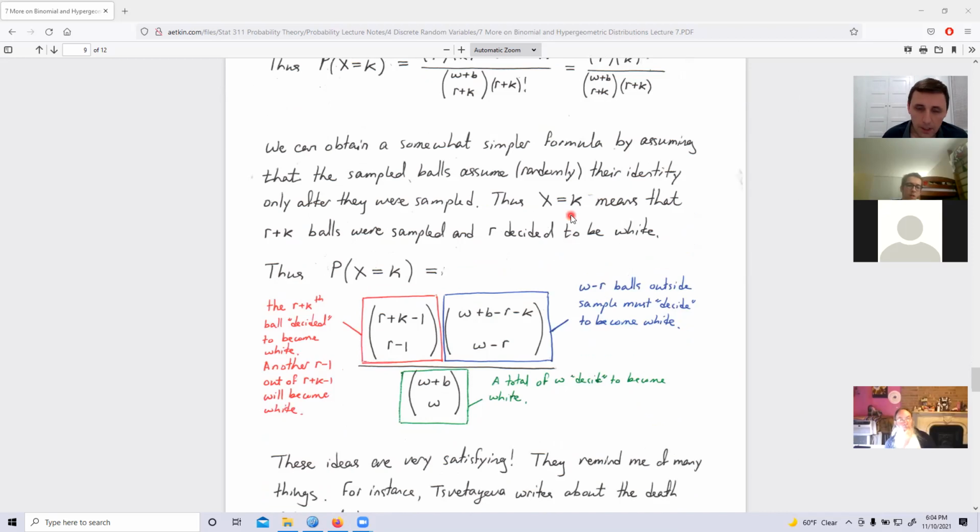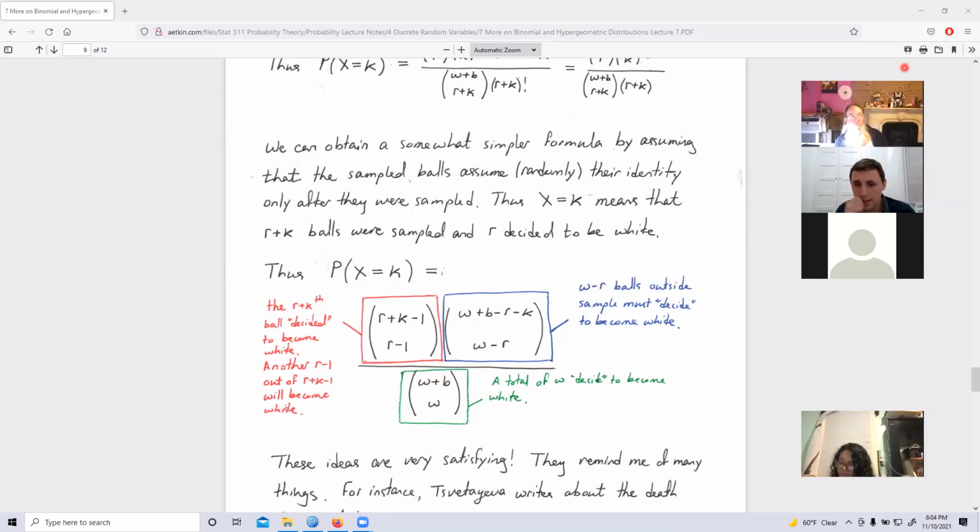So what happened here, guys? We can imagine that we have a total of W plus B balls, and when we sample those balls, some of them become white and the others become black. We don't sample randomly, we just sample a bunch.